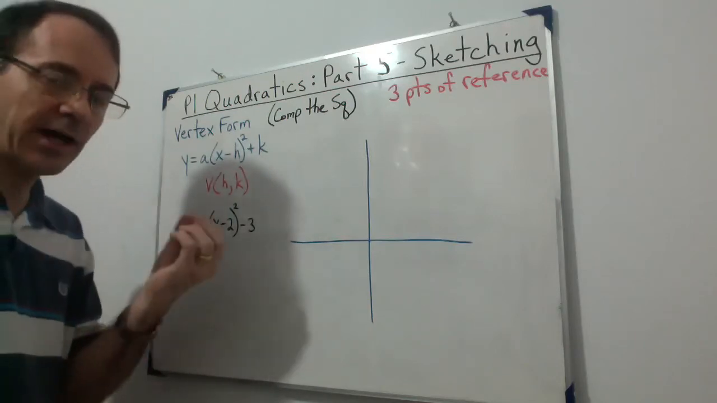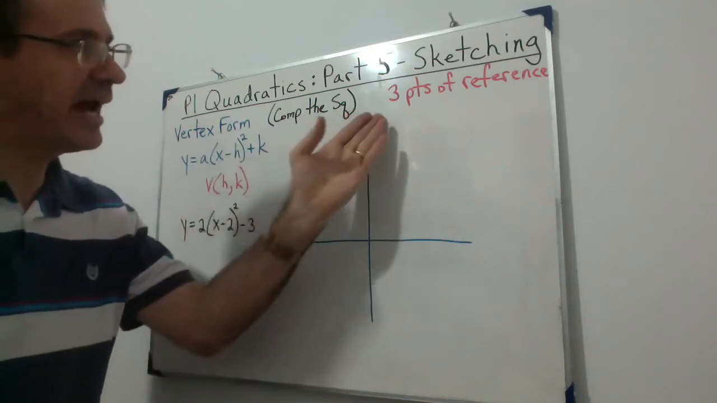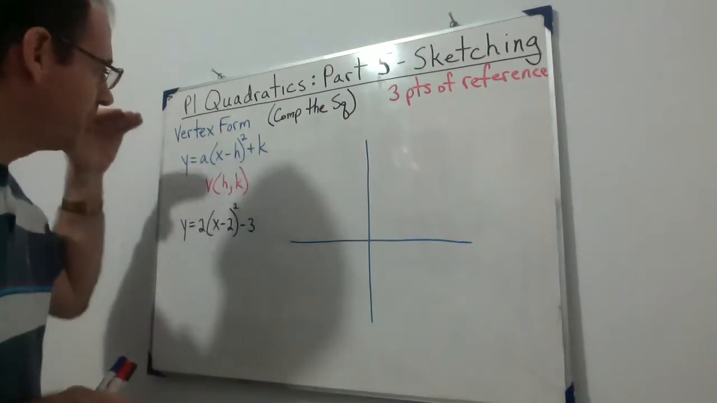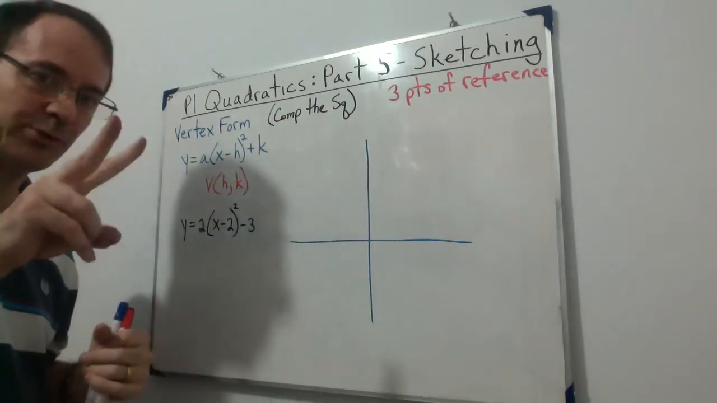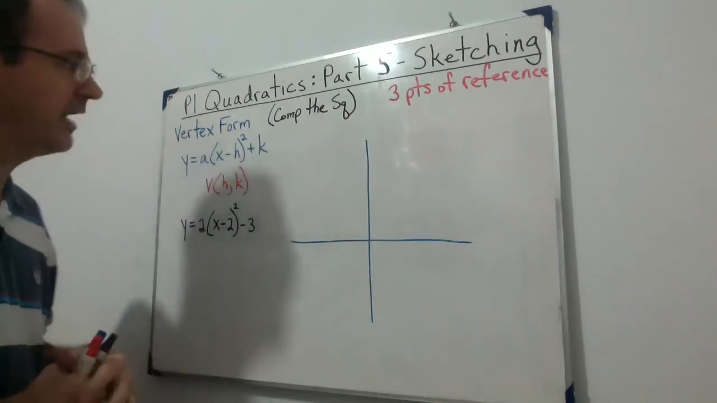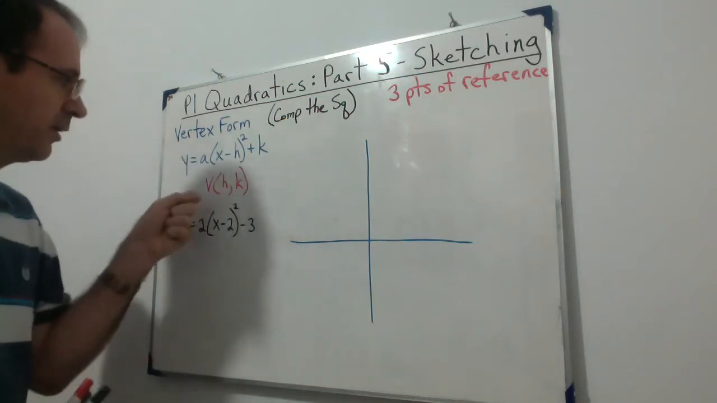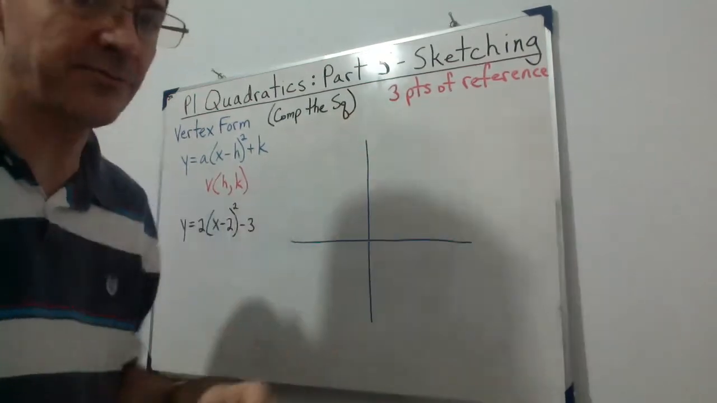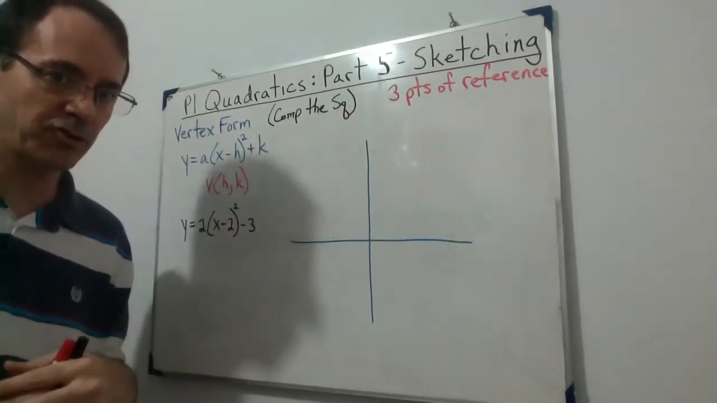We're focused on the graph characteristics. How do we get our 3 points of reference? So in our intercept form, we had 2 intercepts and the vertex. Now with our vertex form, we're starting with the vertex. We're starting with 1 point of reference, and we have to come up with 2 more.